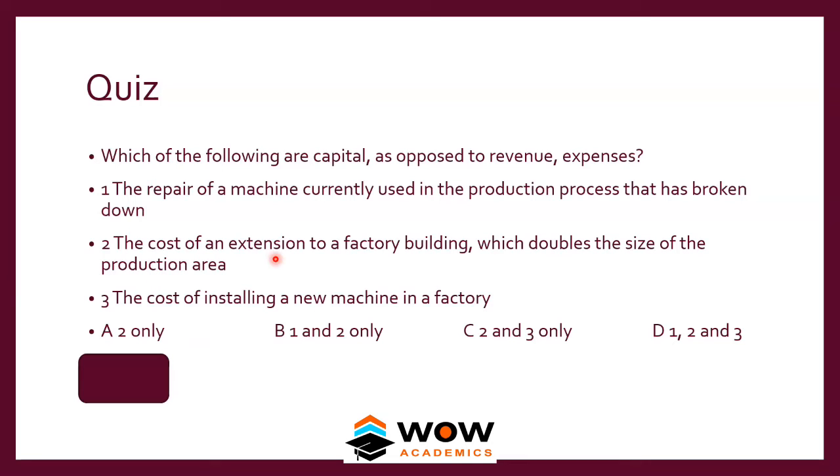The cost of extension to a factory building which doubles the size of the production area. So this is increasing the capacity. So 2 is a capital expenditure. The cost of installing a new machine in a factory. So this is also a capital expenditure, because any cost that is part of installation is a capital expenditure. So 2 and 3 are capital expenditure. Let's see the answer. Answer is 2 and 3. Yes, C is the answer, 2 and 3. So that's about this question.